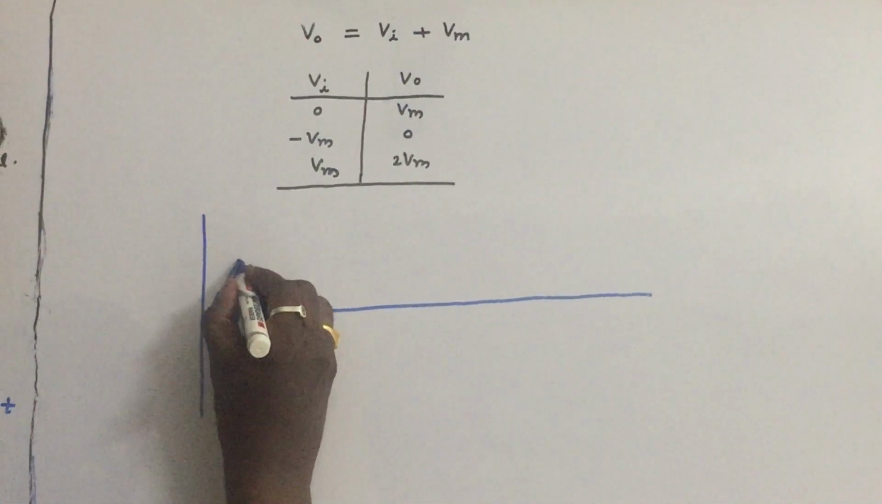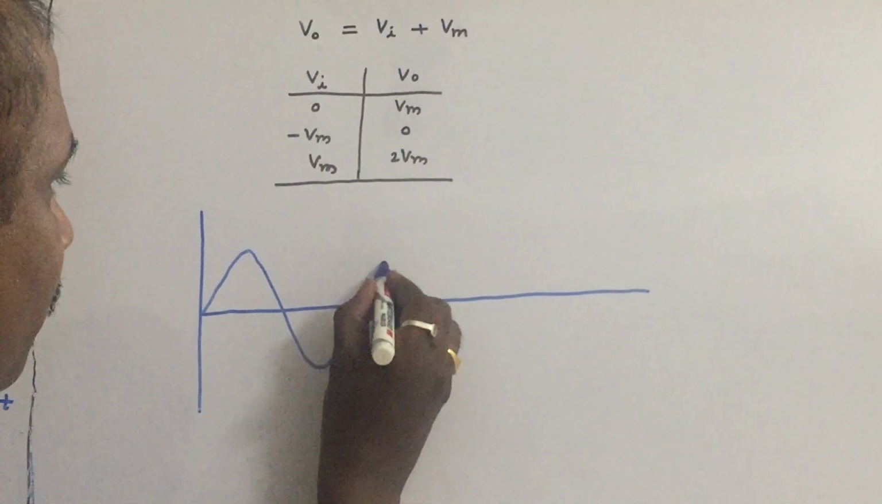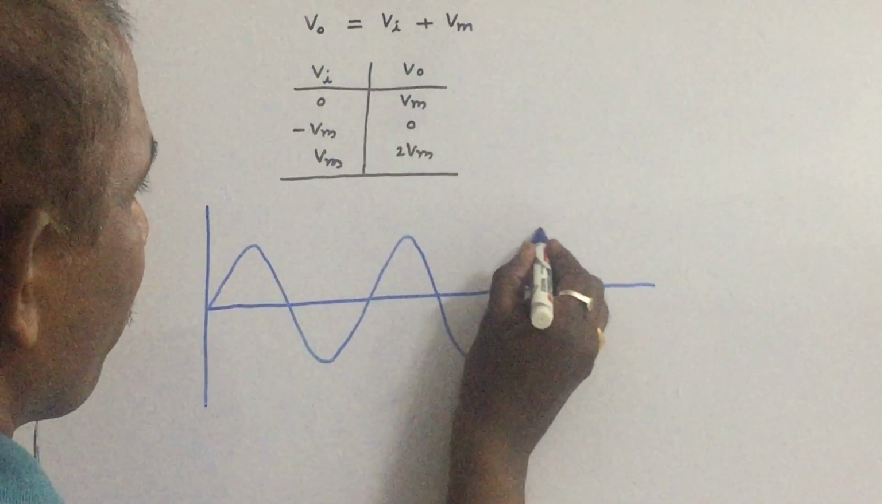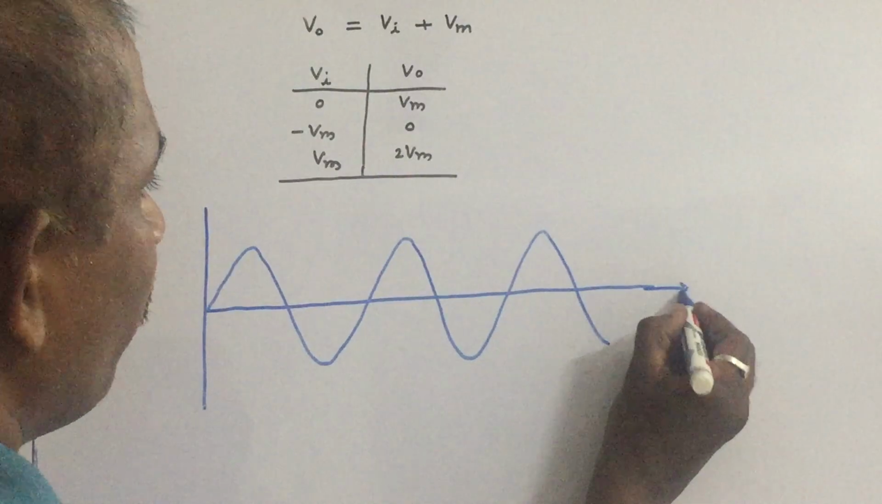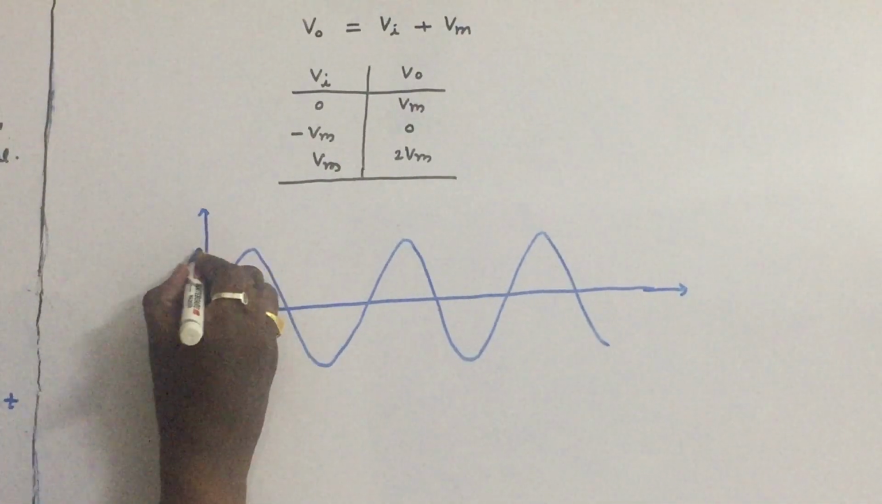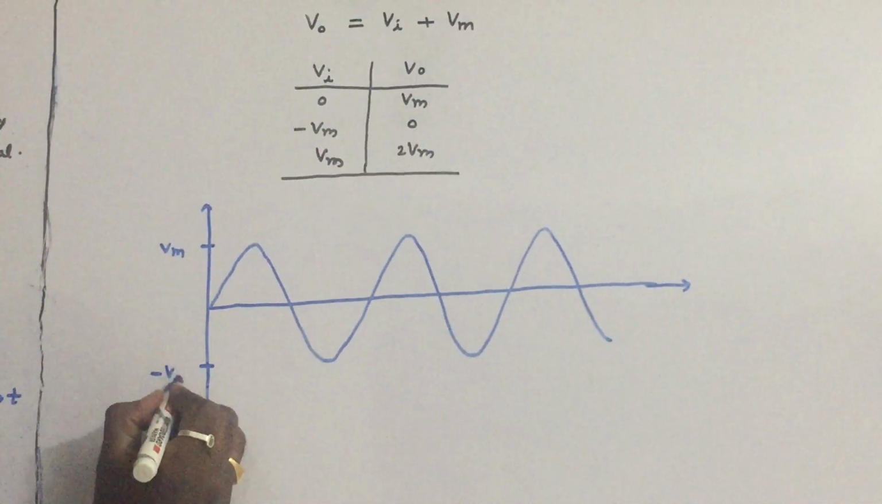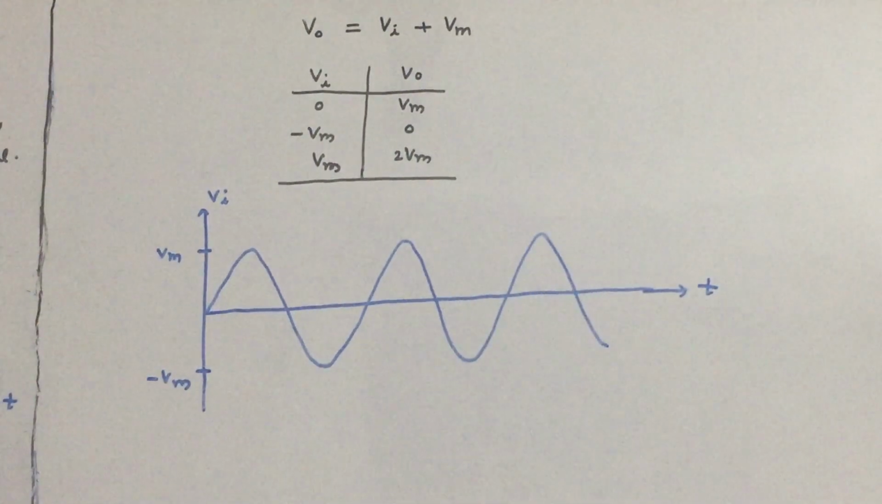Let us draw the input waveform. Just to draw the input waveform like that. So this is the positive peak Vm, and this is the negative peak of the input. This is the input voltage versus t.